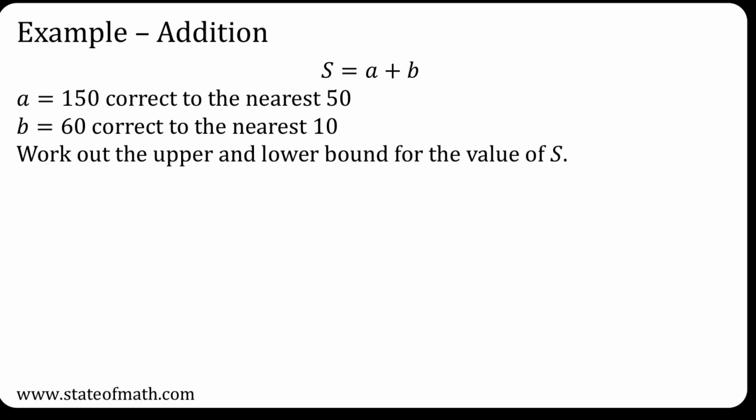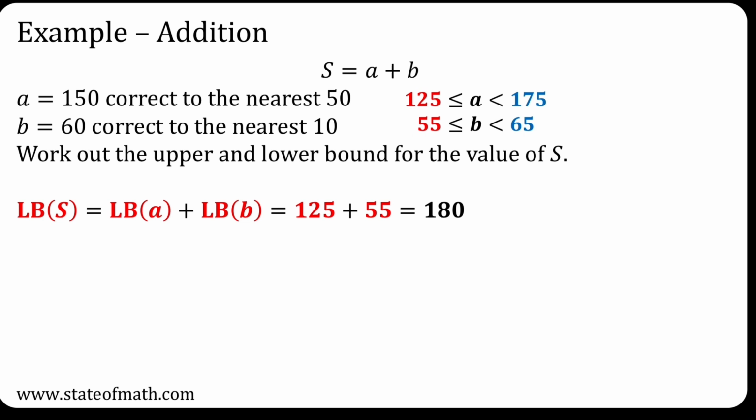Let's start with addition. Imagine two people are combining their money. Person A has 150 euros rounded to the nearest 50, and person B has 60 euros rounded to the nearest 10. So we don't know their exact amounts, only the range of possible values. A lies between 125 and 175, B lies between 55 and 65.